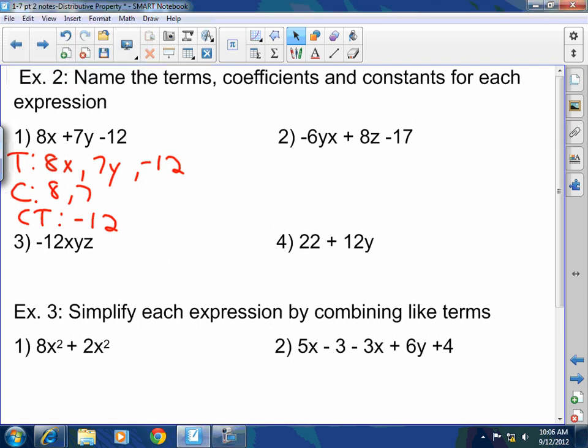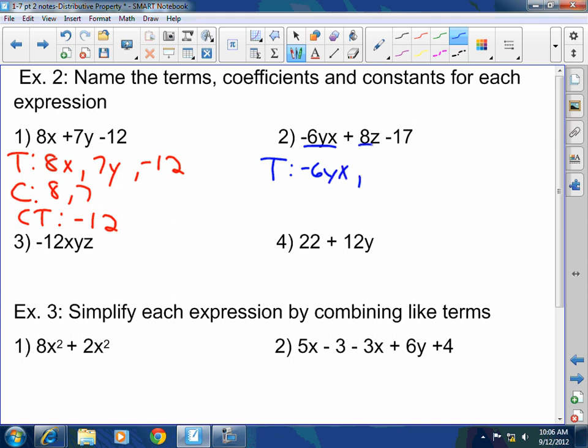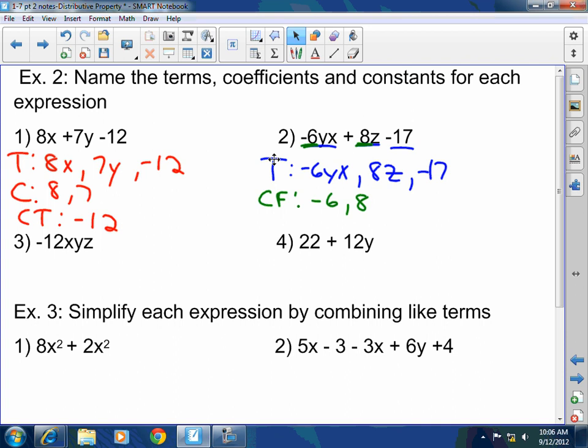Okay, now here, for number 2. The terms here are negative 6yx, 8z, and negative 17. The coefficients, call it CF, are negative 6 and 8. And the constants, we'll call them CT, is just negative 17.